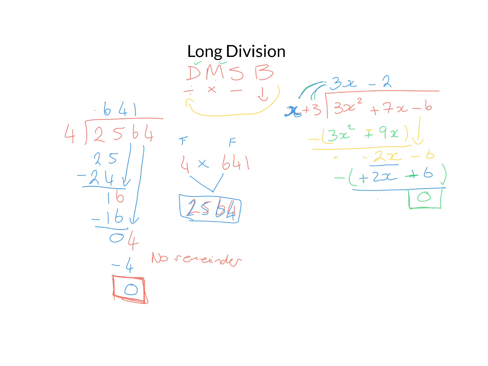And there again we have that 0, meaning that x plus 3 is a factor of 3x squared plus 7x minus 6. So what do we say then? We say that if I had to factorize that trinomial, I end up with 3x minus 2. And that is the same idea as the 4 and the 641. They are both factors of 2564, and these are factors of that trinomial.